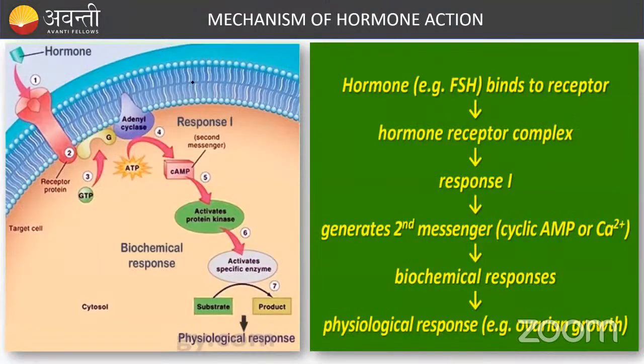The next slide is the same as the previous slide. The hormone, which is the follicle stimulating hormone, binds to the receptor, which further activates the G protein, and the G protein activates adenyl cyclase, which leads to the production of cyclic AMP. This cyclic AMP further activates protein kinase. There's a cascade of signaling from one molecule to the next, which activates the specific enzyme and converts the substrate into product, and finally leads to the physiological response.